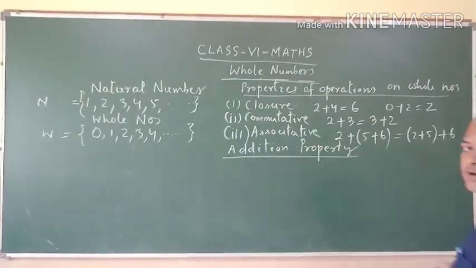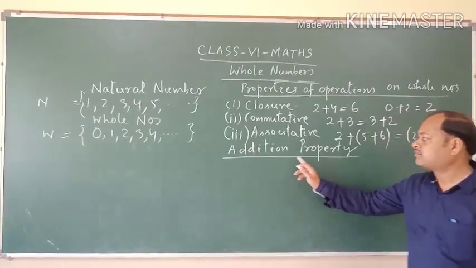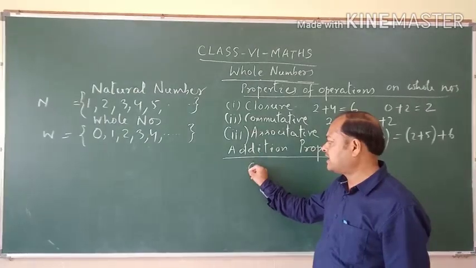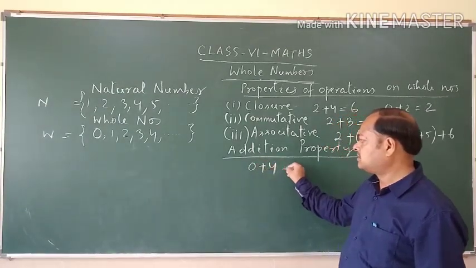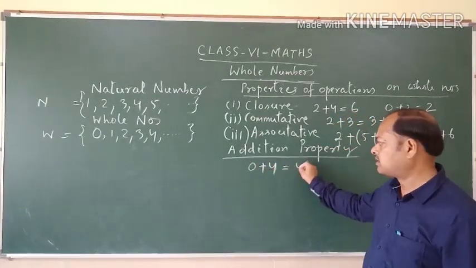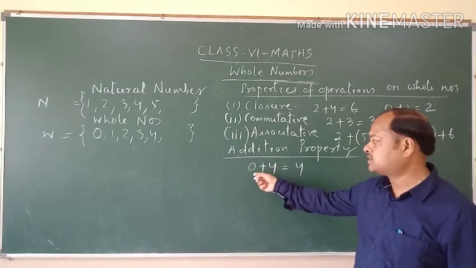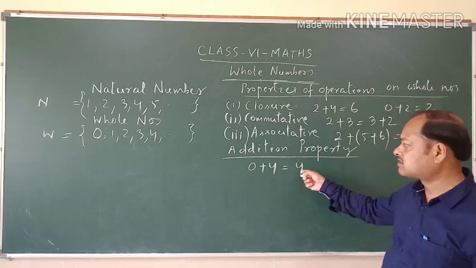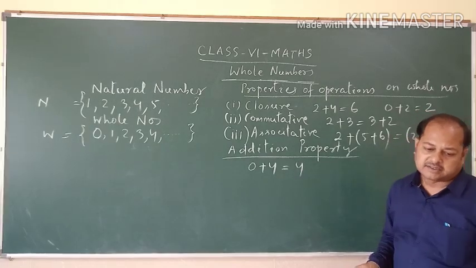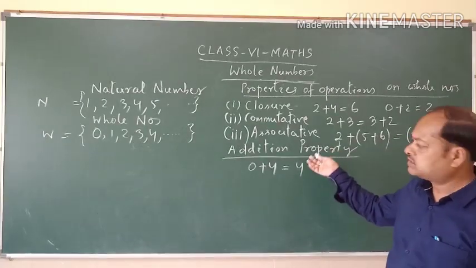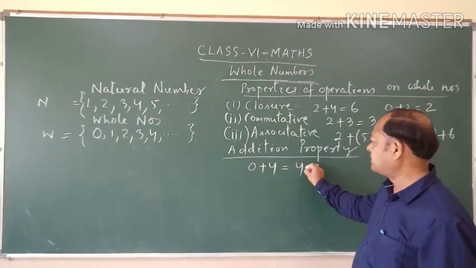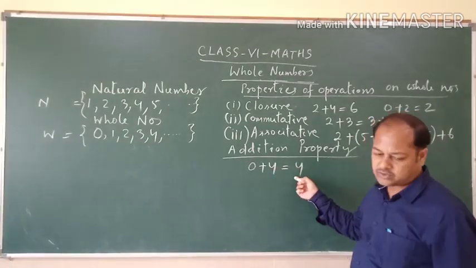Now let's see another property that is called addition property. What is addition property? It says that if 0 is added to a whole number, the result will be the same whole number. So for example, here 0 is added to 4 and the result is 4. So this is called addition property. The result of adding the number 0 is equal to the number itself. So we can write here 0 plus 4 equal to 4.